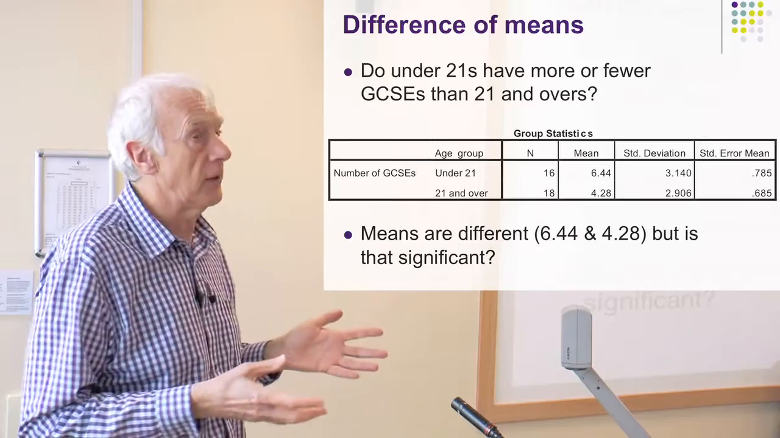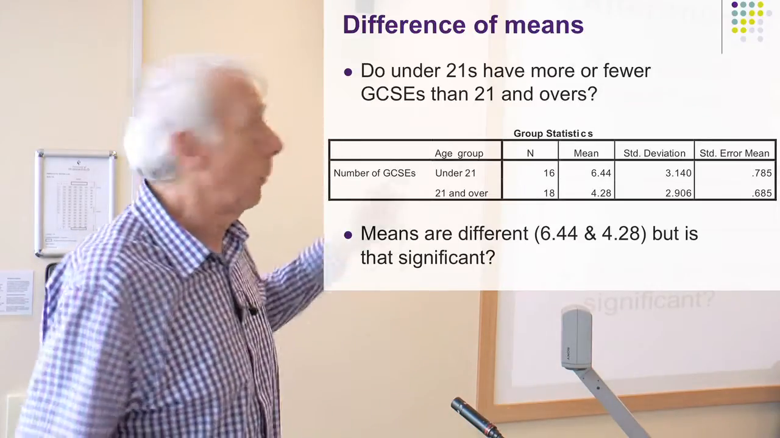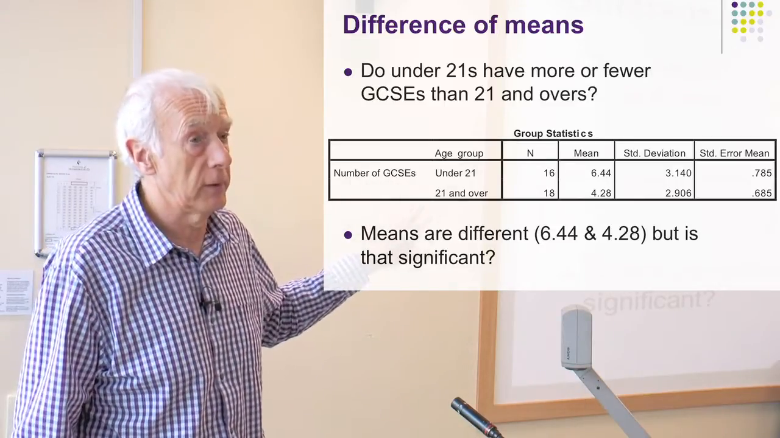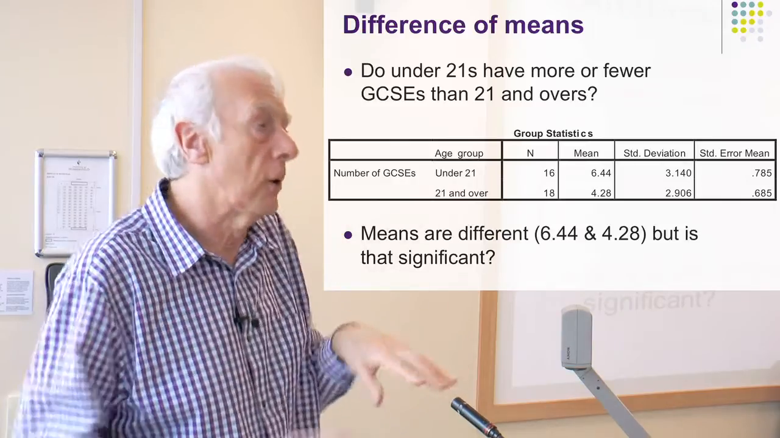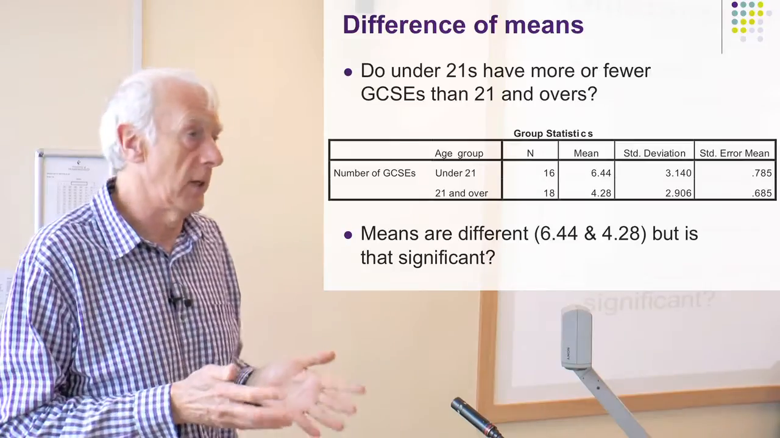So our null hypothesis is that there is no real difference between the two groups, but we have got a real difference between the groups we've sampled here. So in our sample, there's a real difference. But is it likely that that's true of the whole population from which we're drawing our samples? And that's what the t-test will tell us.